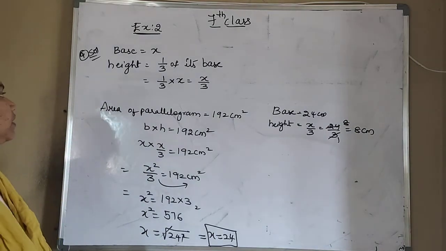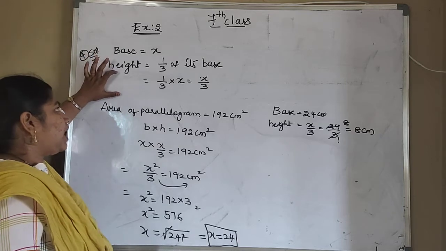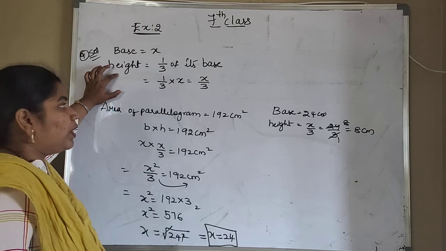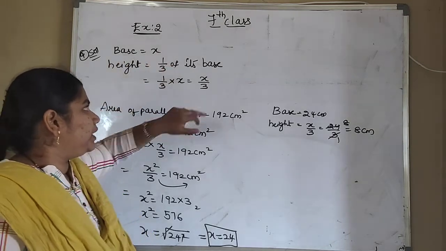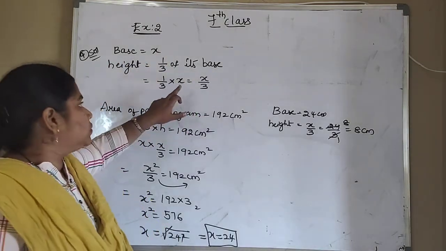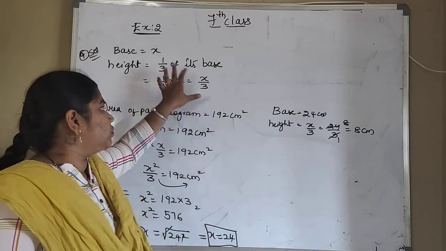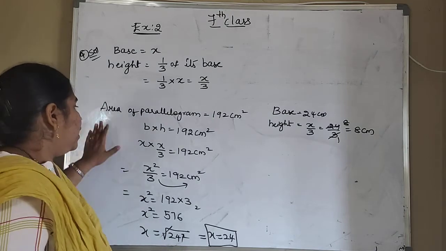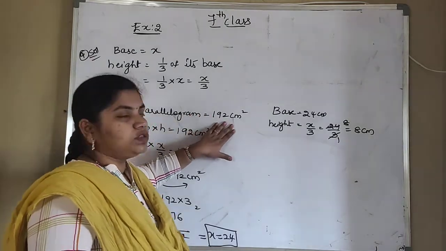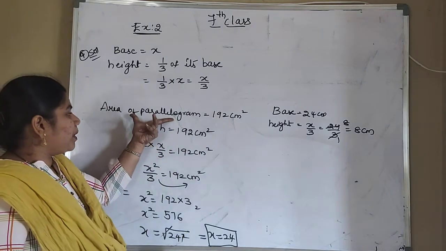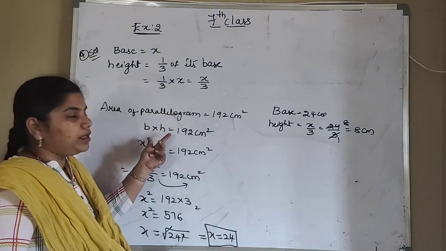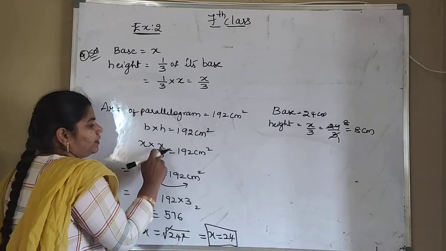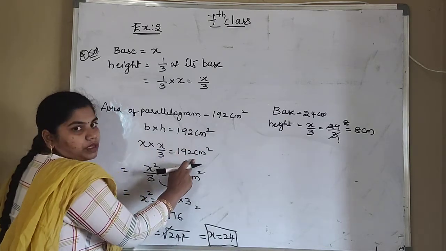So once again you see here, base value they have given as x, height value they told that it is 1/3 of its base. So 1/3 of is nothing but multiplication and base value is x here. So 1 into x will be x by 3. So height value you got as x by 3. And also they have mentioned that area of a parallelogram is 192 centimeters square. So what is the area of a parallelogram formula? That is base into height is equals to 192 centimeters square.